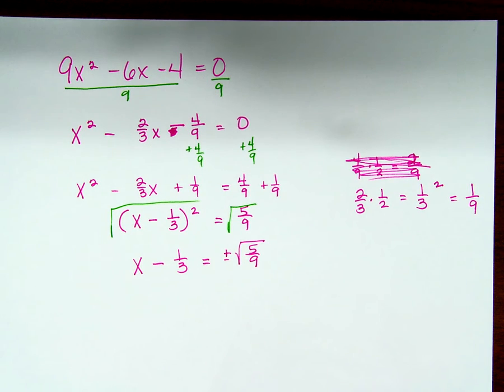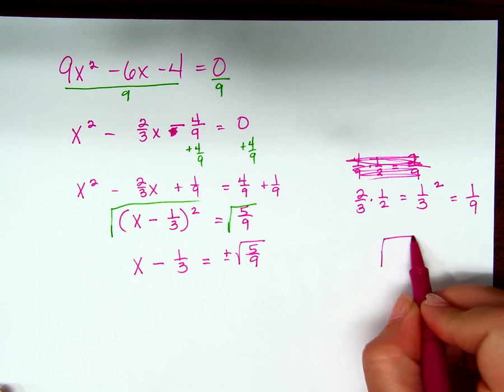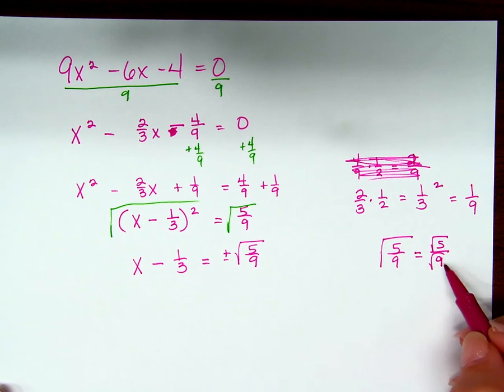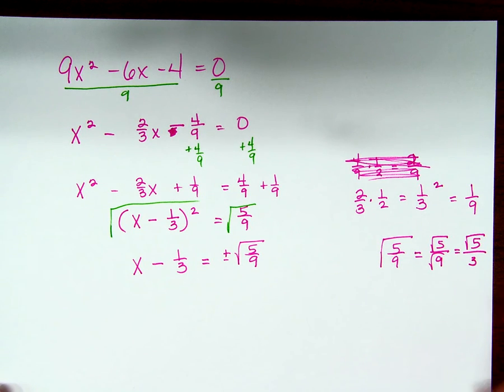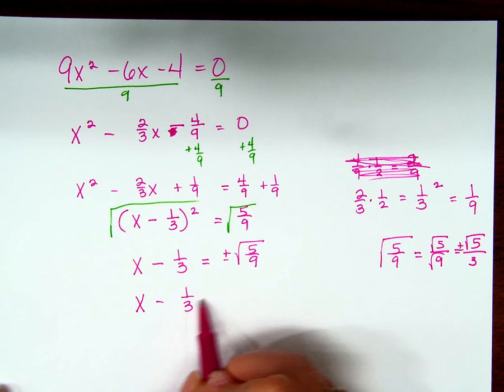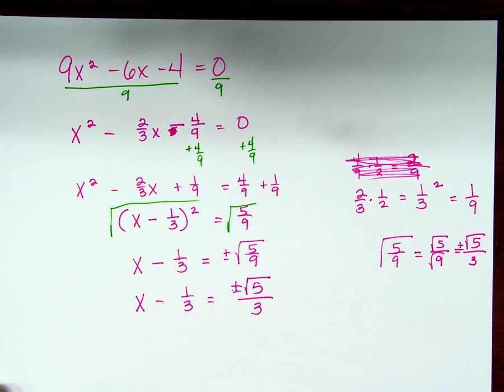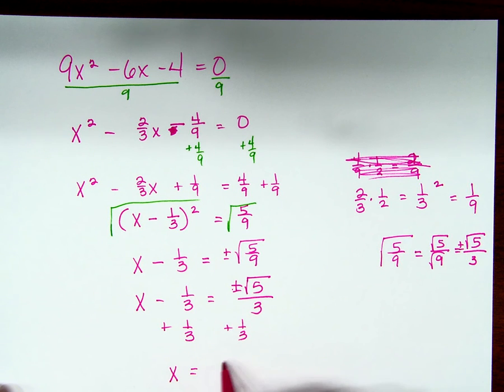Now here's what I don't know. I have a suspicion, but I don't know for sure. I have a suspicion that your computer is not going to like this. Because if you have the square root of 5 over 9, that's the same as the square root of 5 over the square root of 9. And we know that one. So I think that your computer is going to want that. Plus or minus. Okay? So x minus 1/3 is going to equal plus or minus the square root of 5 over 3. Because then when I add 1/3 to both sides, x is going to equal 1/3 plus or minus the square root of 5 over 3.